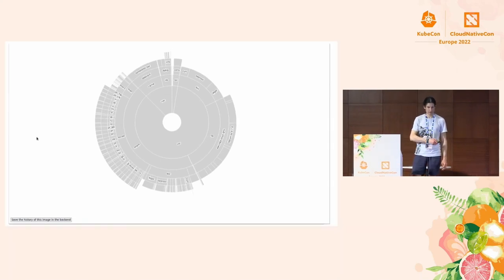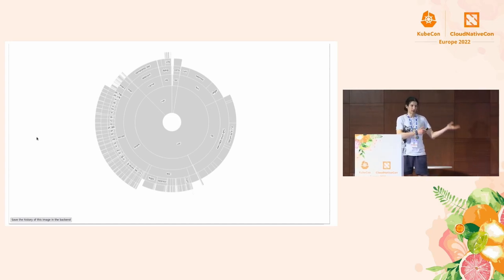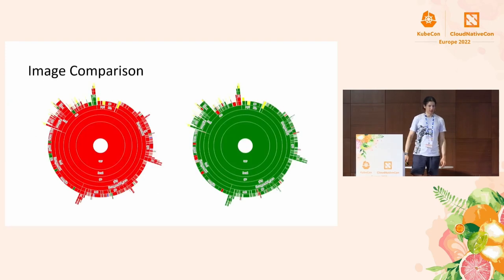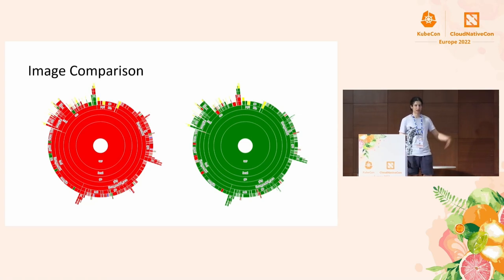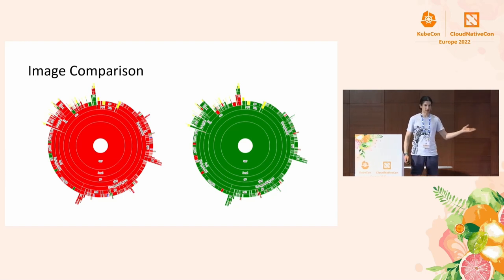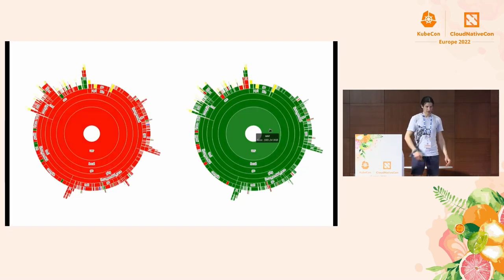Okay, so now I can see what each layer looks like, but my image evolves over time, and something changed. What? For that, it can now compare various layers and will show you the same picture, just side by side. You give it two layers, and everything that's red means it's bigger, everything that's green means it's smaller, yellow means it's the same, and blue, well, let's just run the demo.